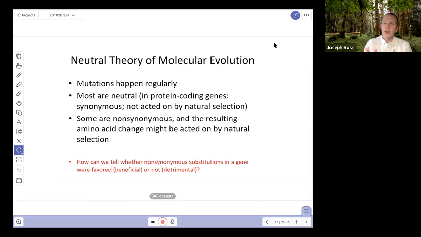So a big question in the field of molecular evolution is trying to figure out, just based on sequence data, how can we predict whether a non-synonymous substitution that happens in a gene, again, that's a mutation that changes the amino acid, was beneficial or detrimental? Because natural selection acts to remove detrimental mutations. If it's a mutation that changes an amino acid and that amino acid change is not useful to the organism, natural selection will act to remove that mutation, that's a detrimental mutation.